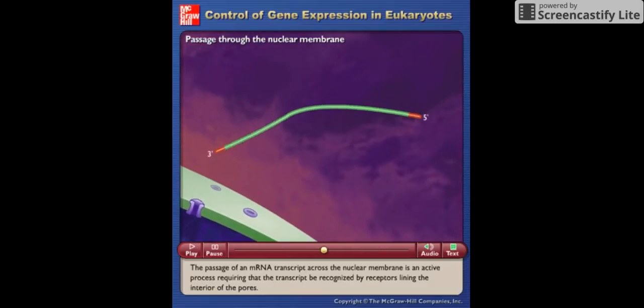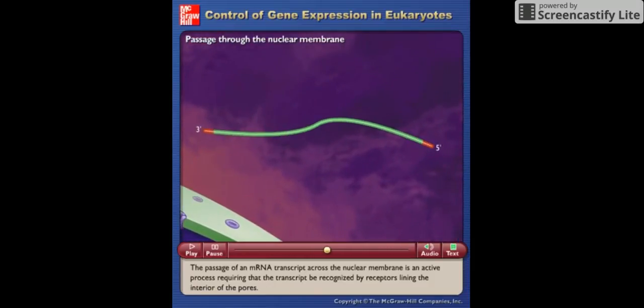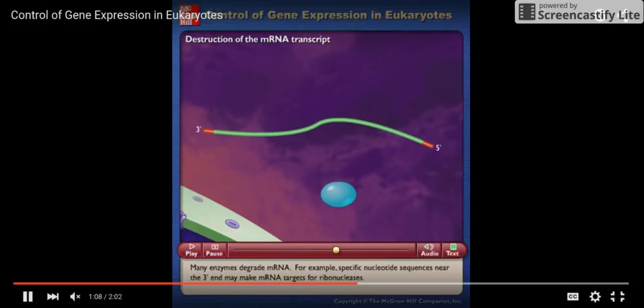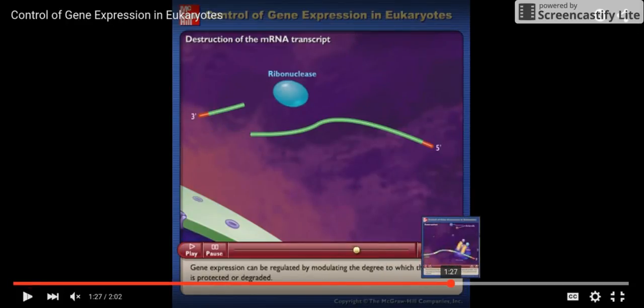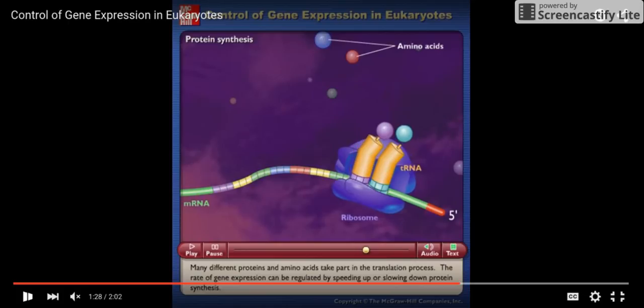The mRNA must be allowed through by the channel itself, so whether or not that goes quickly or more slowly can be changed by the channel. And lastly, different amino acids and proteins are needed for the translation process. Whether or not these proteins or amino acids are there in abundance or sparingly can also affect the rate of the gene expression itself.